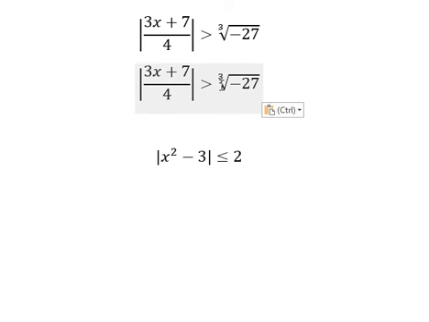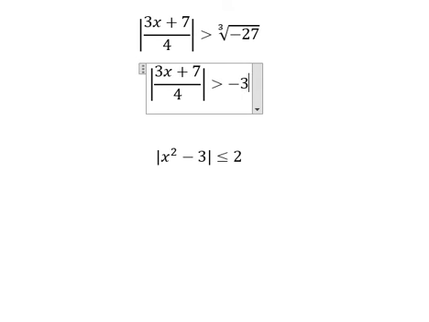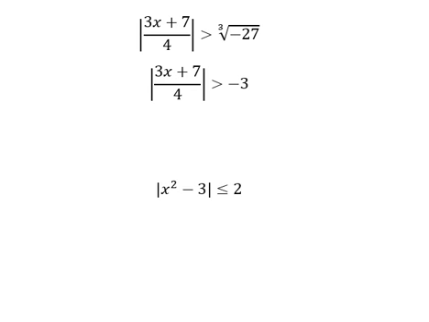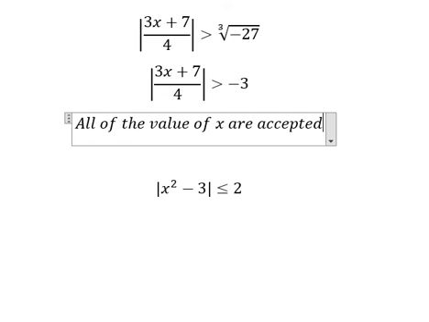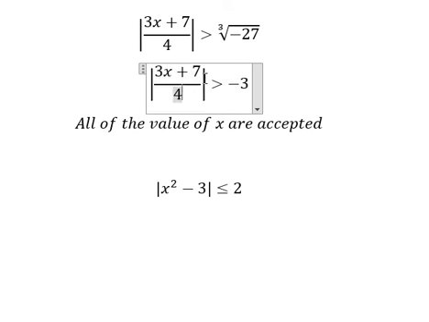We have the cube root of negative 27. If we calculate this one, you get negative 3. But the absolute value is greater than a negative number, because every number in here provides a positive number, while this one is a negative number. So that means we can set that the values of s are accepted, because if we put a positive or negative number in here, they always provide a positive number.